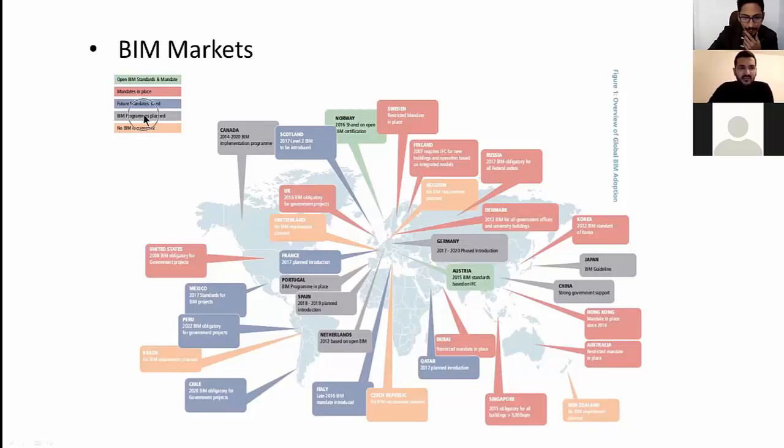Where is India, for example? Where is India in this map? India? I didn't find it. I think it's not here.